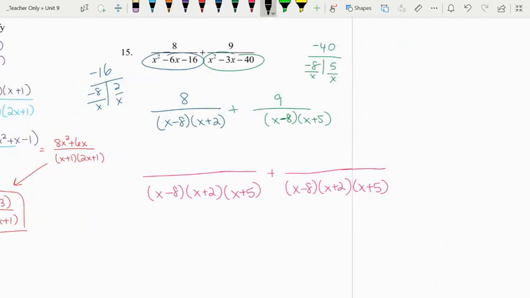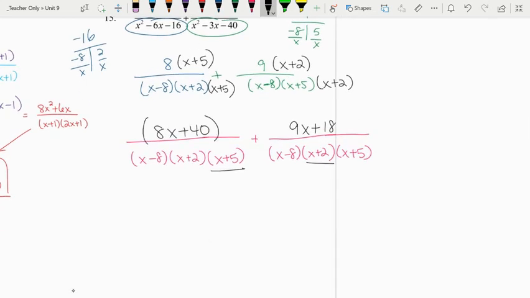So now again, in the blue, I'm focusing on what I have and what I need. Well, it has the x minus 8 and the x plus 2. It just needs the x plus 5. So my numerator would be 8x plus 40. In the second one, it has the x minus 8 and the x plus 5. It's missing the x plus 2. So I multiply the top by x plus 2. And that becomes 9x plus 18.